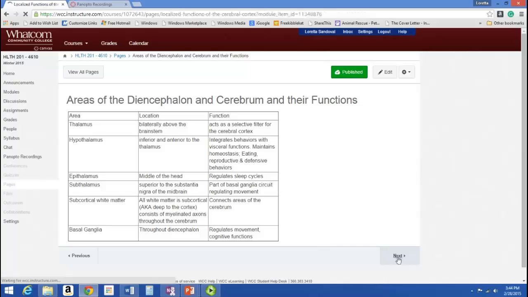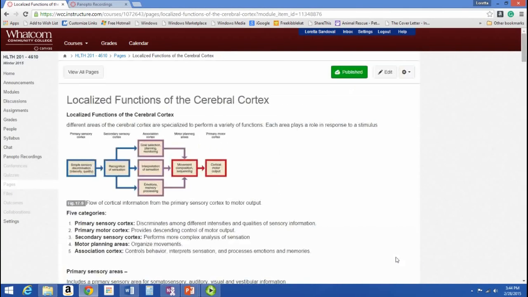Okay, so then in the next section we're going to start talking about localized functions of the cerebral cortex and disorders of those areas.